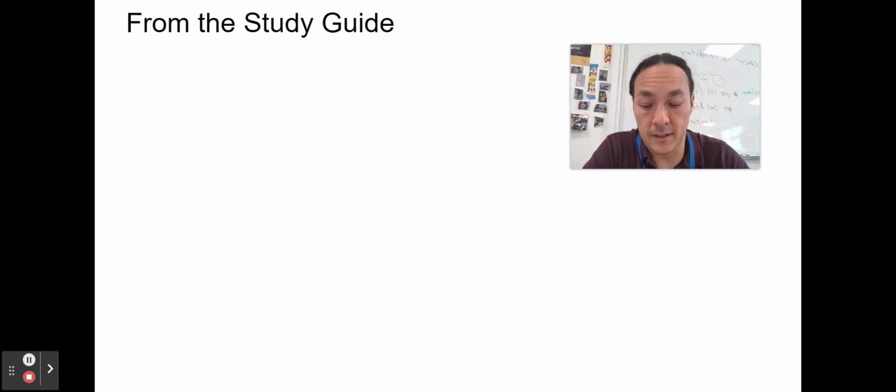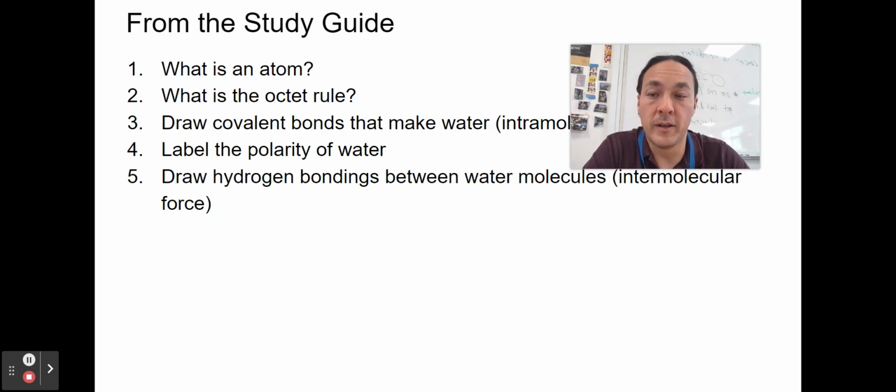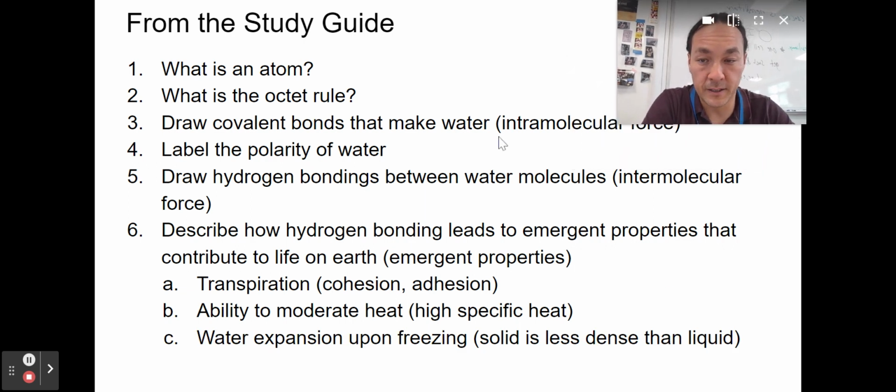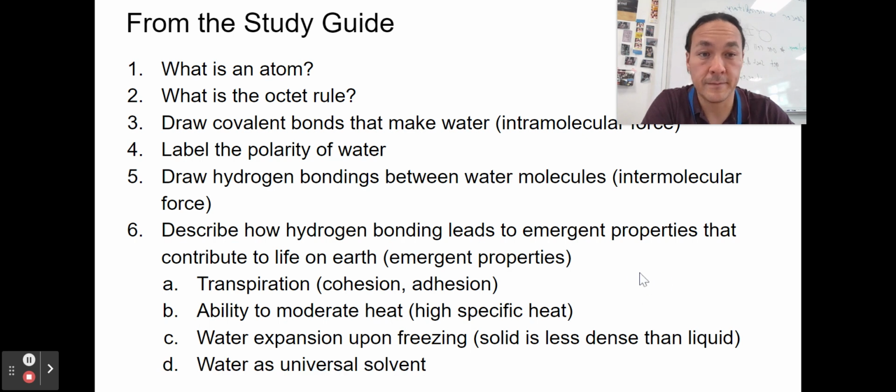All right, here are some questions from the study guide. What is an atom? What's the octet rule? Can you draw covalent bonds that can make water? Can you label the polarity of water? Can you draw the bonds between water molecules? And can you describe how hydrogen bonding leads to emergent properties that contribute to life? If you could do 1 through 6 here, then you can skip this part of the video. There's no point to watching it. If you can't, then let's dive in and get you there, okay?